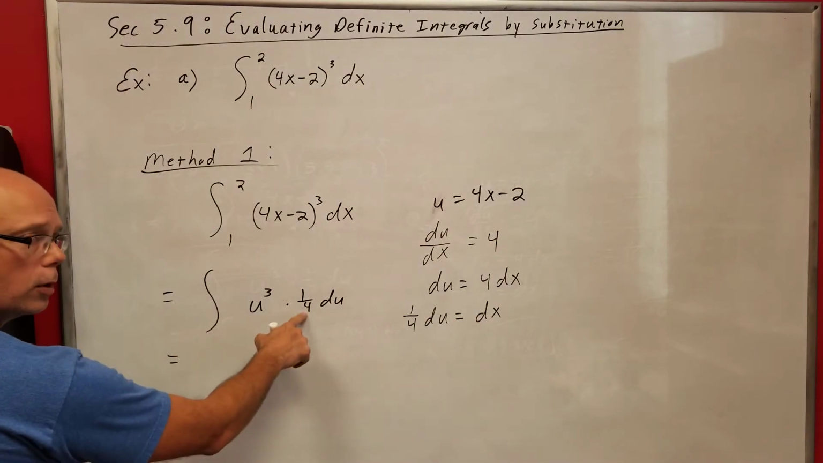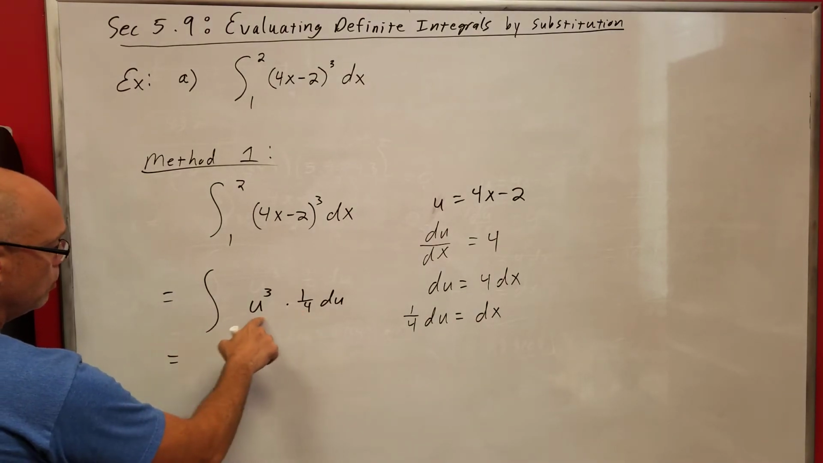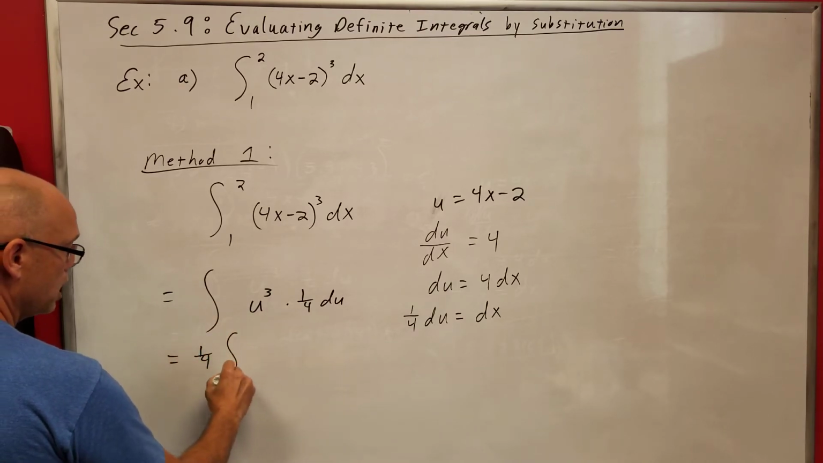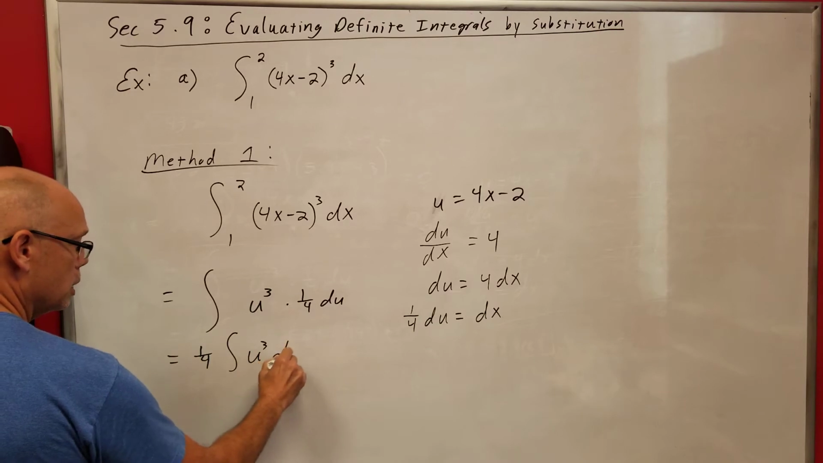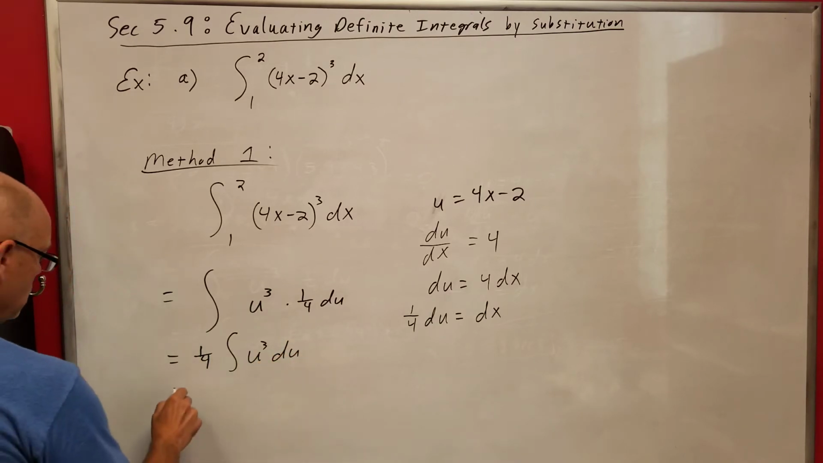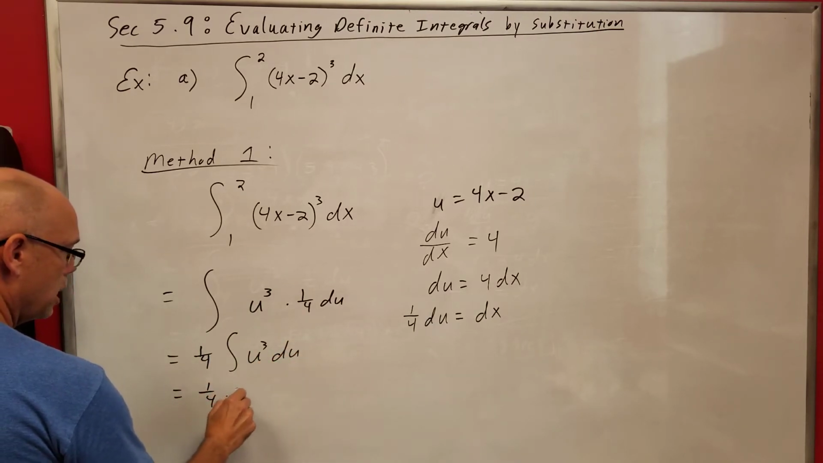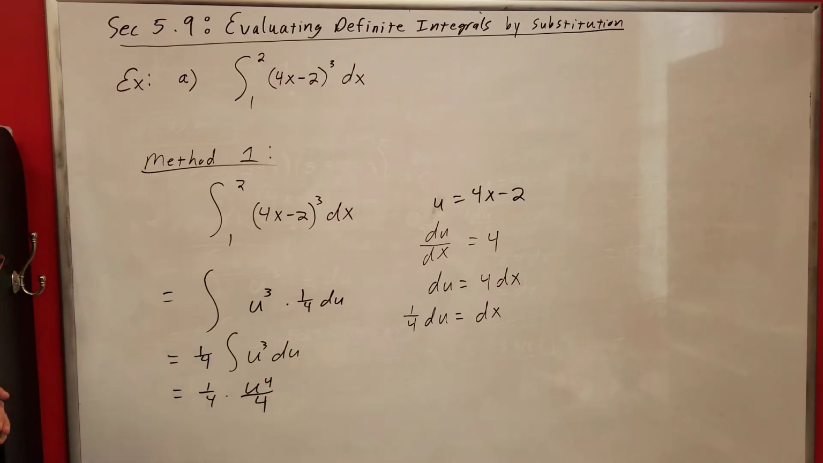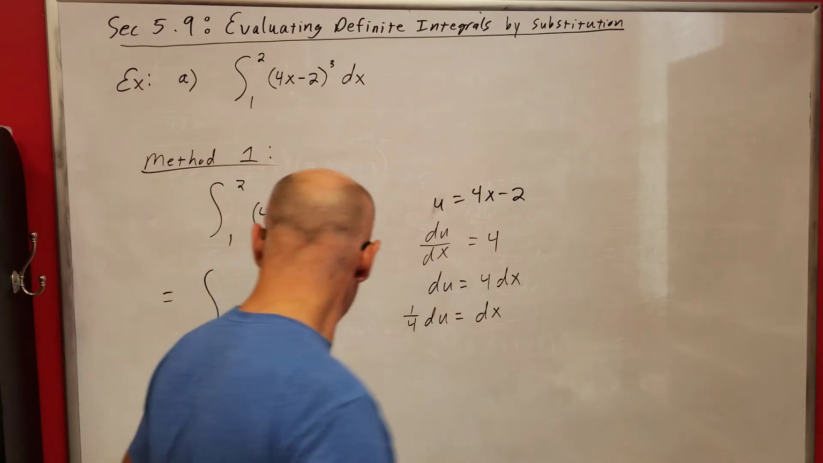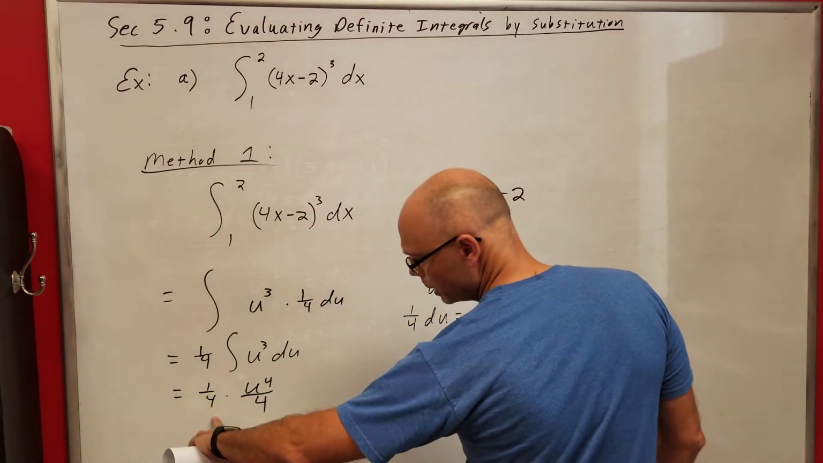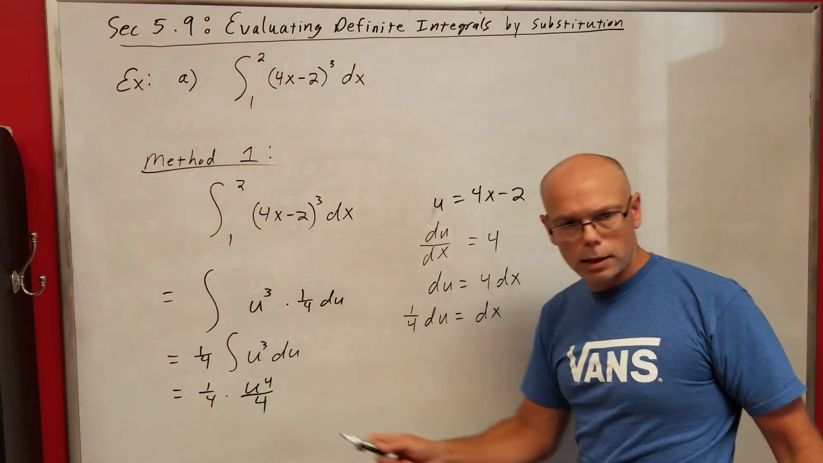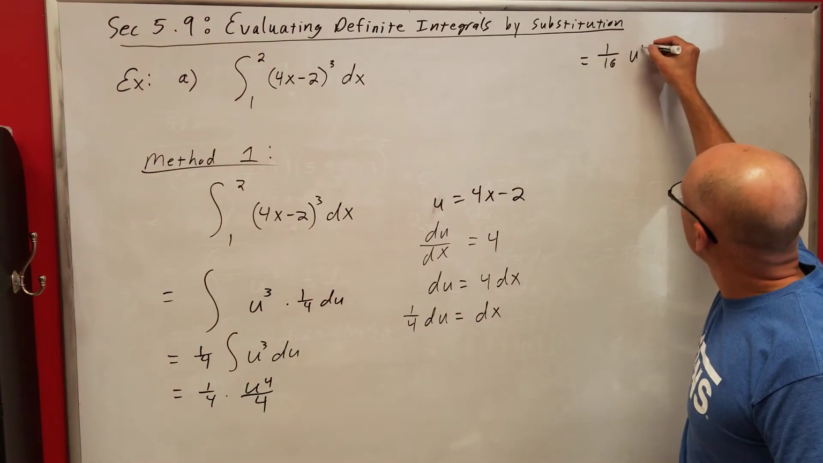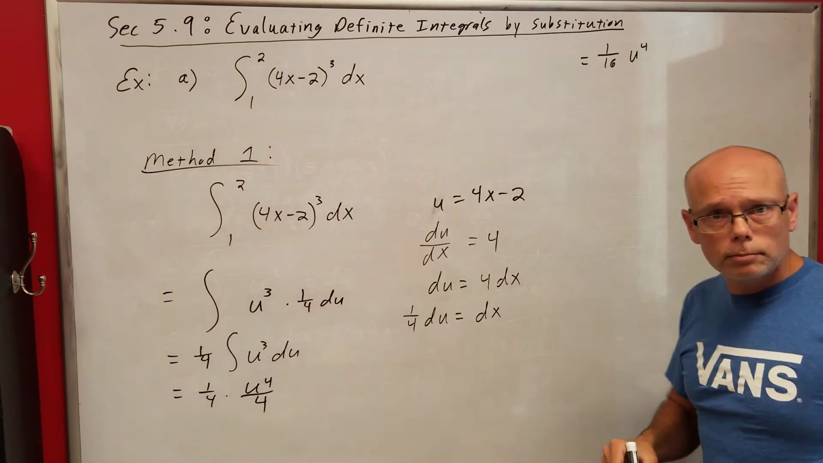All right, this 1/4 multiplied in the integrand can be pulled out to the front, and we can call that 1/4 times the integral of u cubed du, which we can say is 1/4 times u to the 4th over 4. Or I could say, okay, this 4 gets multiplied by that 4, so that's 1/16 u to the 4th. So 1/16 u to the 4th like that.